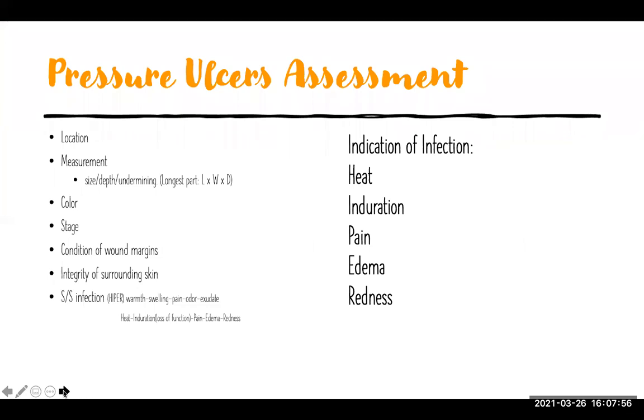Assessment of a pressure ulcer. We're going to look at the location, then we're going to measure it, look at the color, stage it, look at the condition of the wound edges and the peri-wound, the healthy skin around the wound itself, the integrity of surrounding skin, and then for signs of infection. Using the HEAT acronym, you can remember the signs of infection: warmth, swelling, pain, odor, exudate. Heat, induration, which is loss of function, pain, and edema and redness for the acronym.